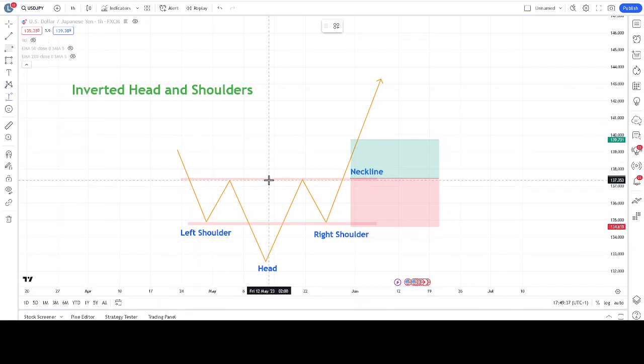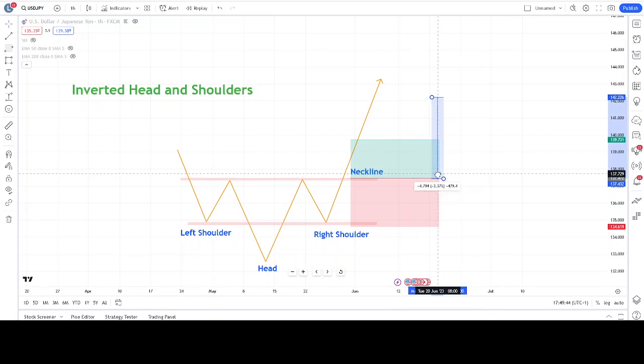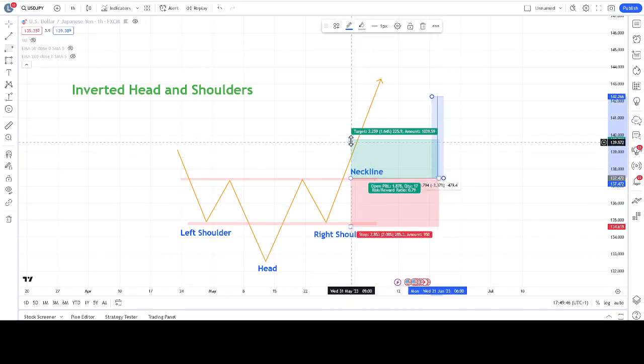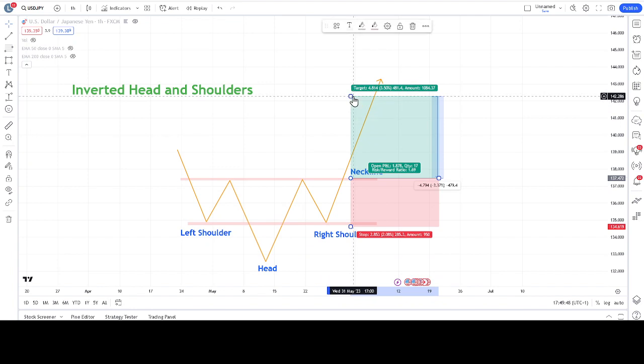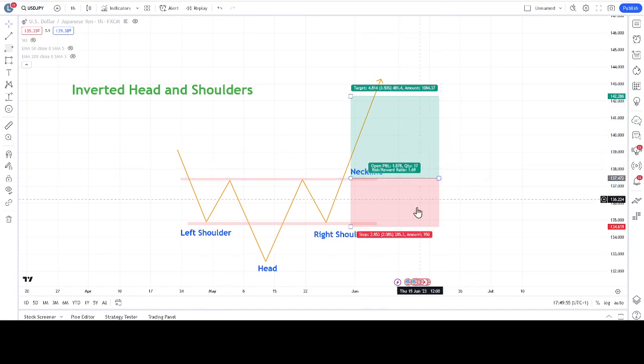So this is our head here, and so just taking the head here and placing here. So this is gonna be our trade in here because of this. So this is how you trade the inverted head and shoulders pattern. So this is a very important pattern to identify the change in the trend, as in the change from the downtrend to uptrend.